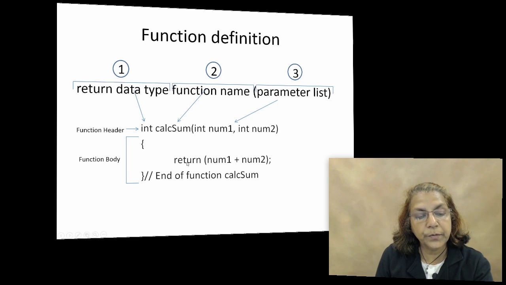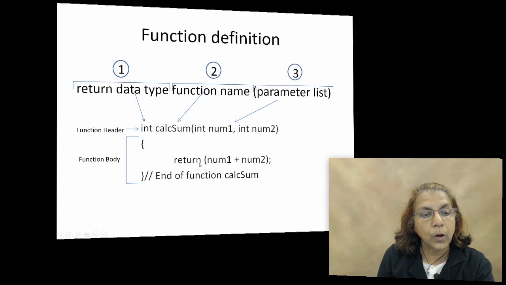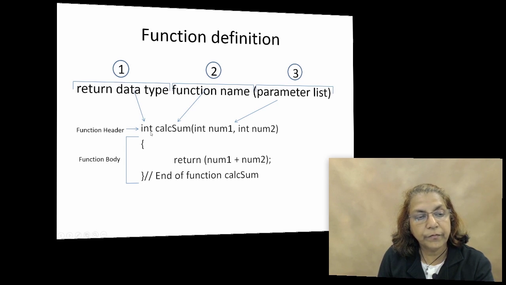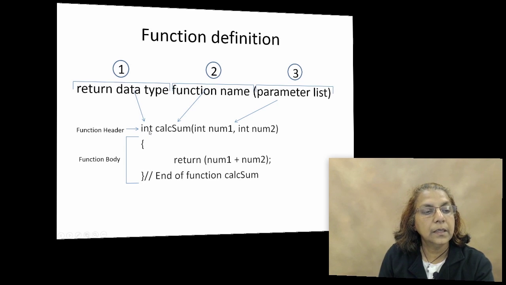And also we need to have a return statement. This is very, very important. Only because of the return statement, the value is returned to the calling function. And you can see this function returns an integer data type. That's why we have int. I could have float, double, string, char, or bool. It can be any data type.